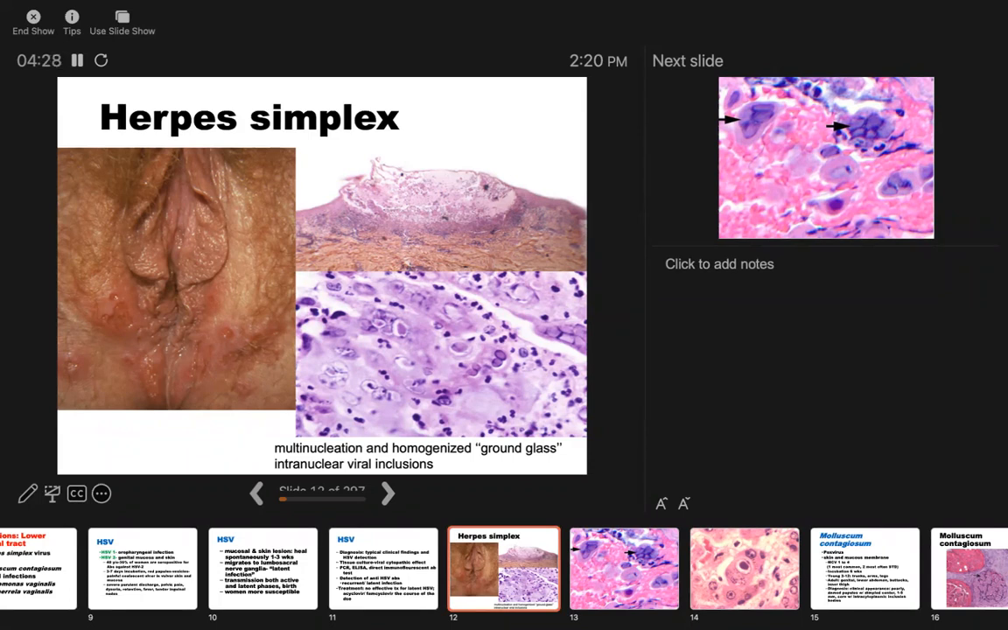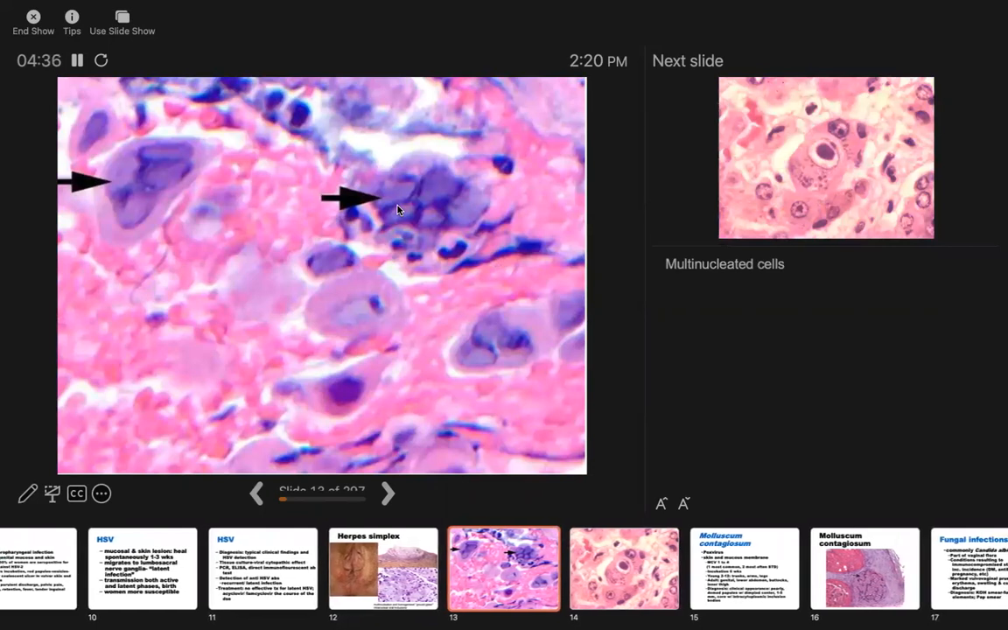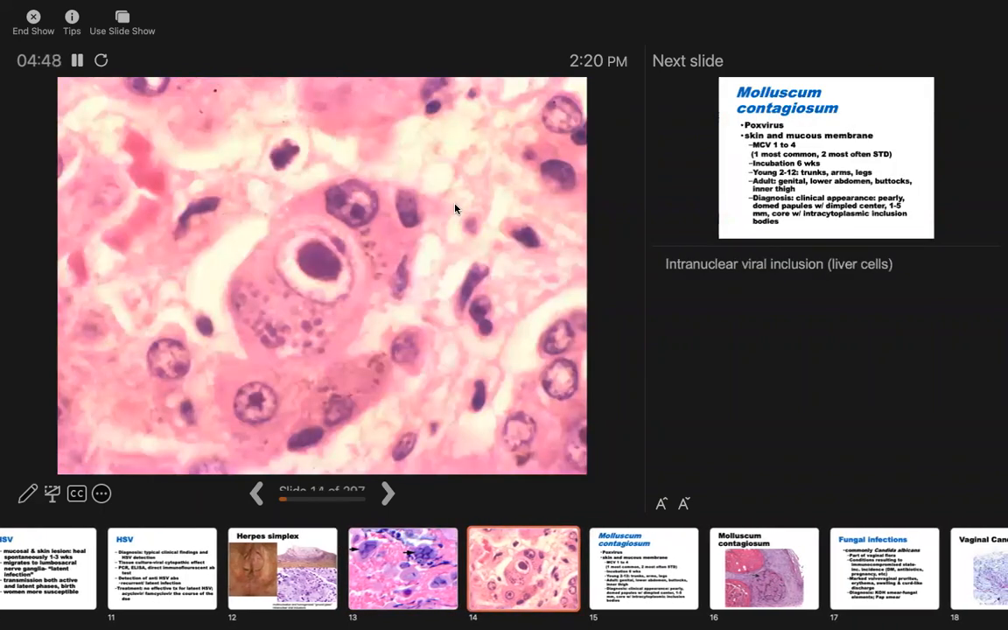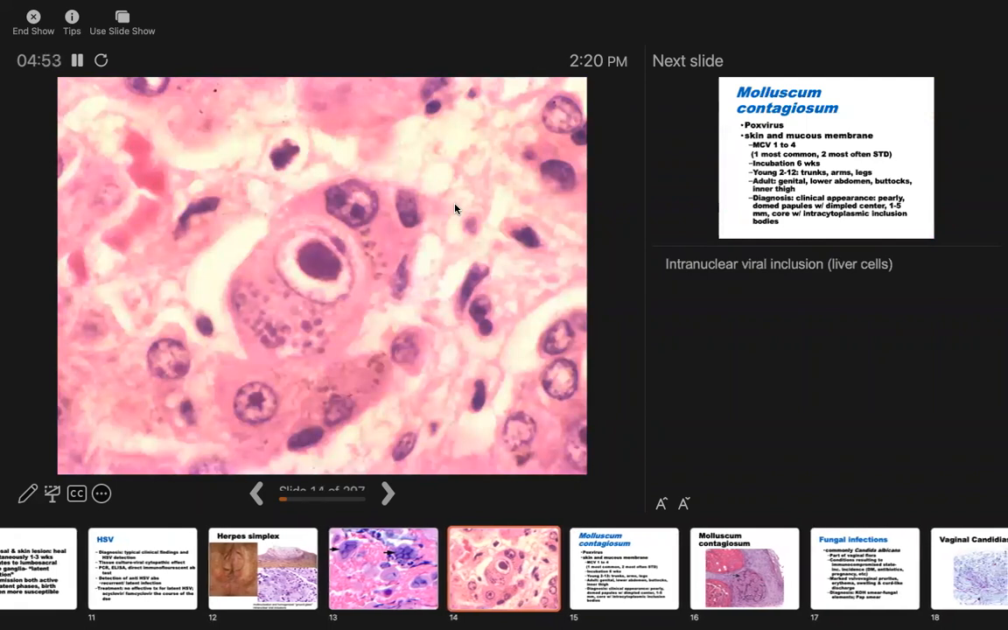How do you diagnose the disease? If you perform a biopsy, the characteristic appearance would be the presence of multinucleated giant cells. The description is termed ground glass, meaning the cytoplasm is appearing empty like this. Now, this is an example of a viral inclusion indicative of herpes simplex virus.